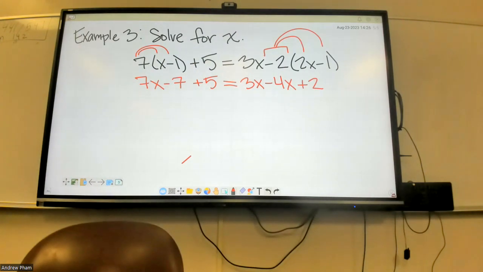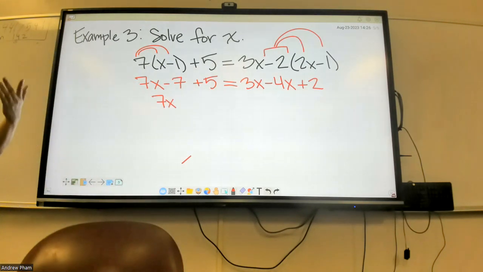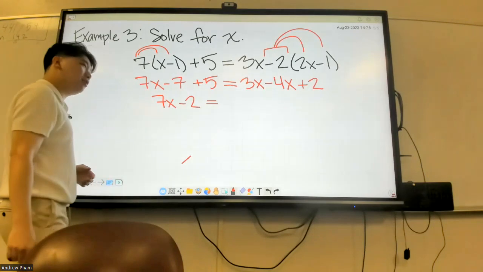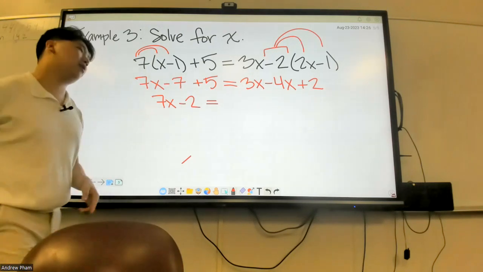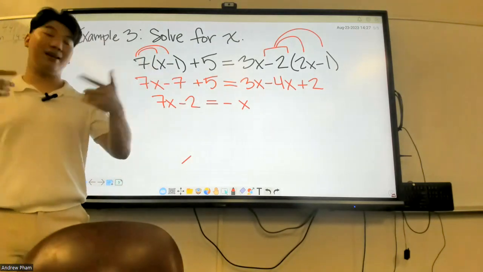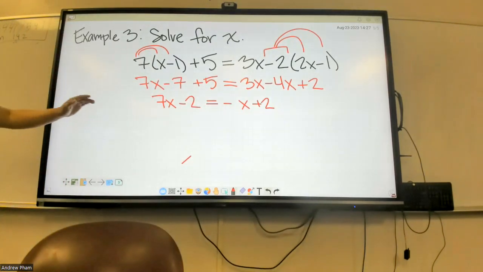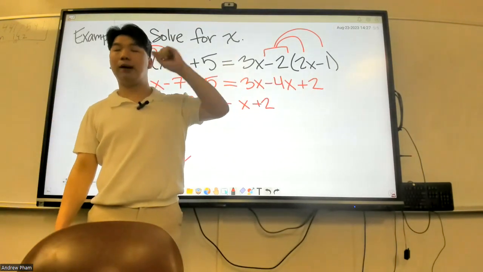All right, so using that, I got rid of my parentheses, and now I'm going to clean up anything that I can immediately. On the left, 7x, there's nothing I can do there. But I can definitely do -7 plus 5. What does that give me? Yeah, we got -2, minus 2, however you want to say it. On the right side, 3x minus 4x. I can definitely combine those to give me a -x. Or if you want, you can put -1x. They mean the same thing. Plus 2. So again, all I did here was combine my -7 and 5. And on the right, 3x minus 4x.